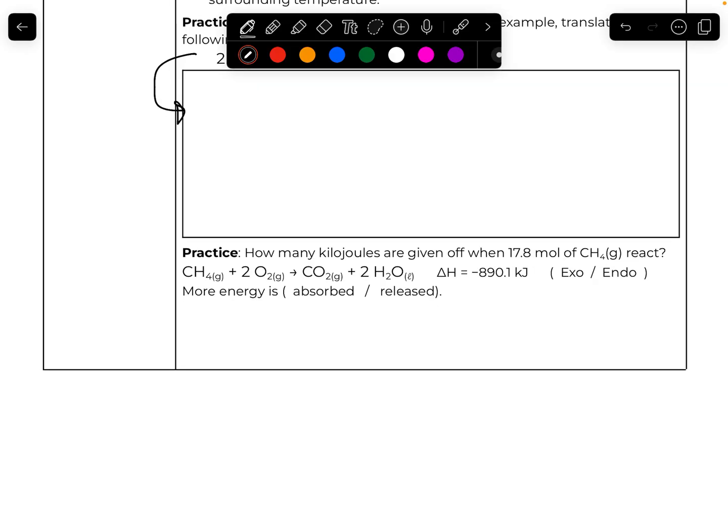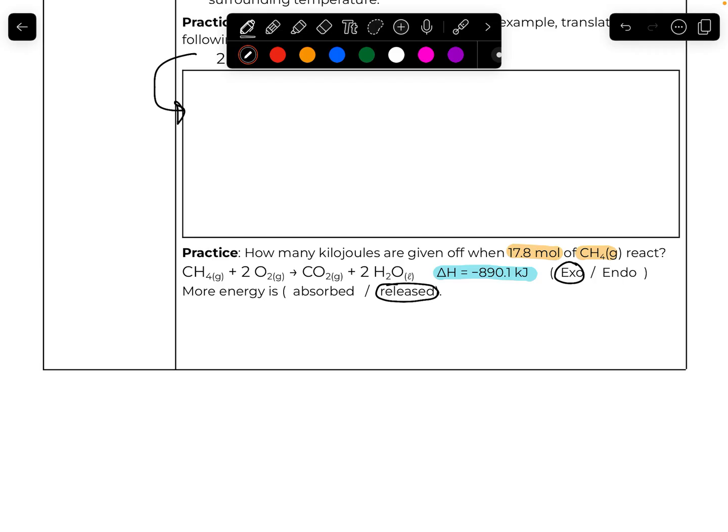Okay, last example problem we're going to do for this one. This is just a general thermochemical equation and an example problem that you might see show up on any test. So how many kilojoules are given off when 17.8 moles of methane react? We're given some information about the balanced chemical equation and the enthalpy change for the reaction. First thing we want to think about, enthalpy change is negative 890.1 kilojoules. This tells us the reaction is exothermic. So this means more energy will be released in this reaction.